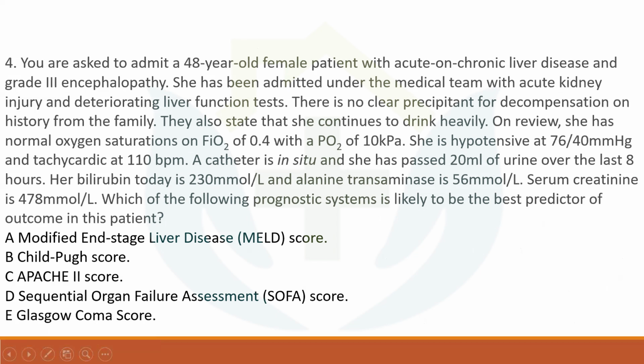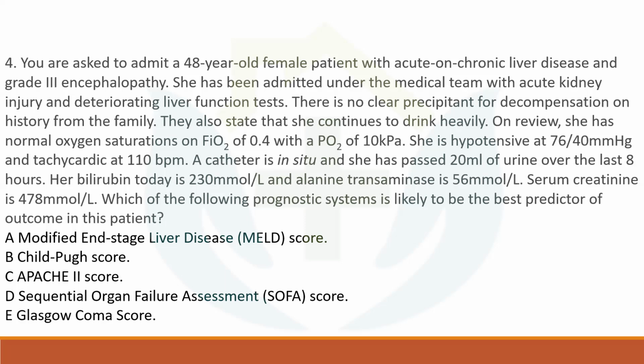You are asked to admit a 48-year-old female with acute on chronic liver disease and grade 3 encephalopathy. She has been admitted under the medical team with acute kidney injury and deteriorating liver function tests. There is no clear precipitant for the decompensation from the history from the family. They also state that she continues to drink heavily. On review, she has a normal oxygen saturation on FiO2 of 0.4 with a PO2 of 10 kilopascals. She is hypotensive at 76 by 40 and tachycardic at 110 beats per minute. The catheter is in situ, and she has passed 20 mL of urine over the last 8 hours.